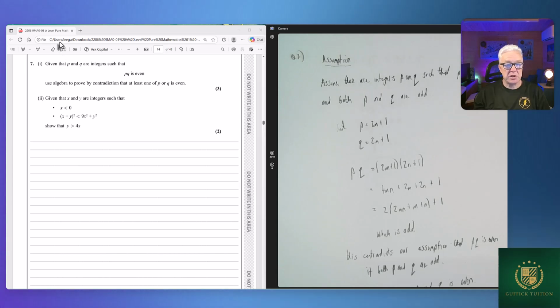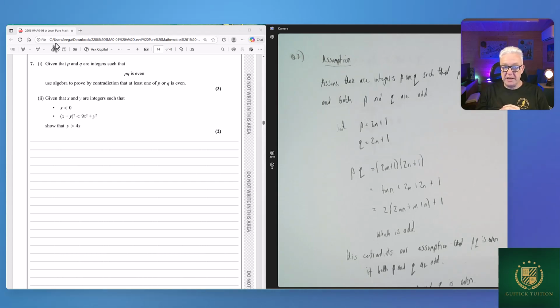Hello everyone, this is question 7 now on paper 1 from 2022 for Edexcel. And it's a proof by contradiction question. So it says, given that p and q are integers such that p times q is even, use algebra to prove by contradiction that at least one of p or q is even.